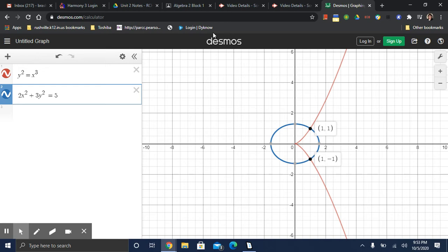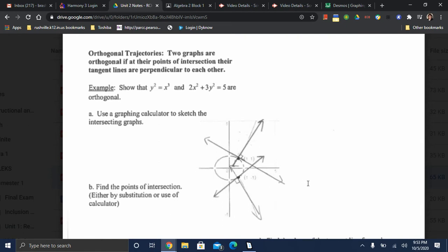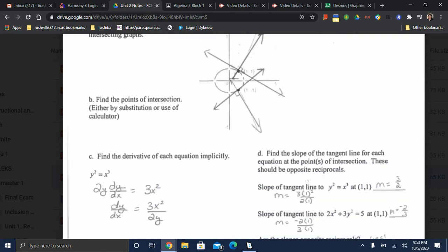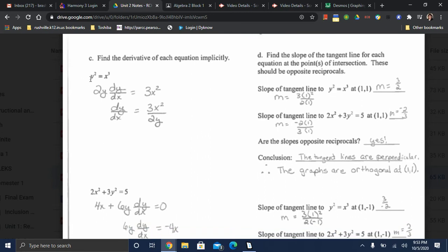So fortunately, we don't have to find the equations of those tangent lines, but we are going to need to do the derivative and compare their slopes. And really, that is not a difficult task. So I'm going to ask you to find the derivative implicitly. So you'll find my first equation, y squared equals x to the third.